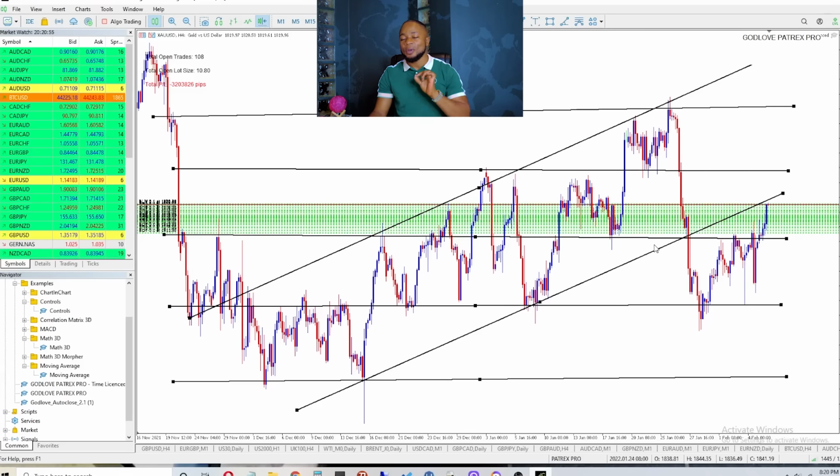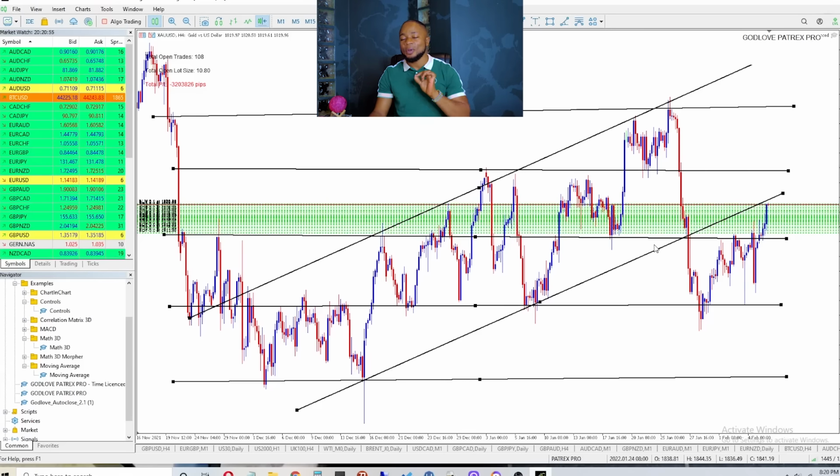The market pulled down to this particular zone, which is one of the most important. It started respecting right from the 19th of November. So the market pulled back to this zone, and I have been waiting for it to pull back to this line so that I can make a decision to sell from that line. That is what they call the break and retest strategy.